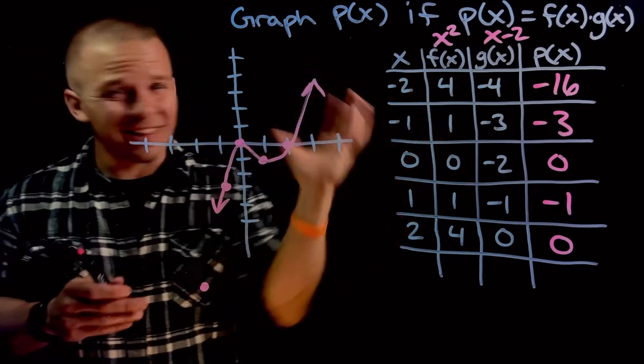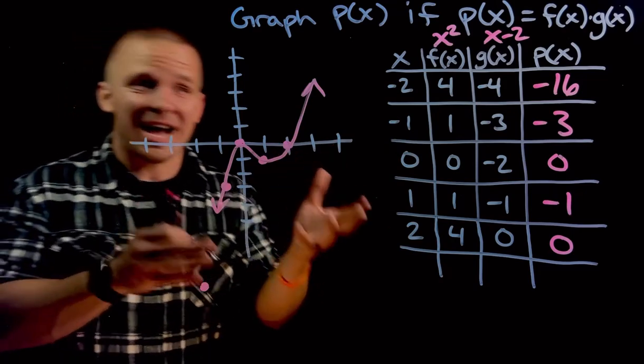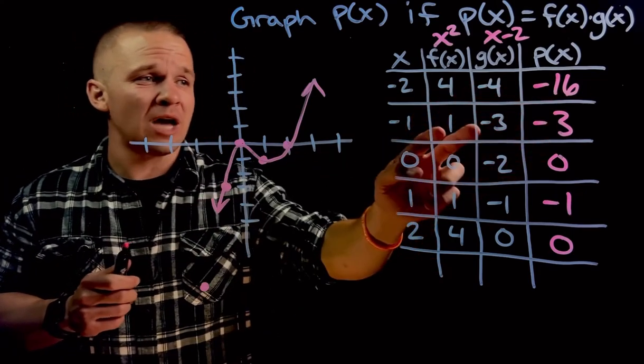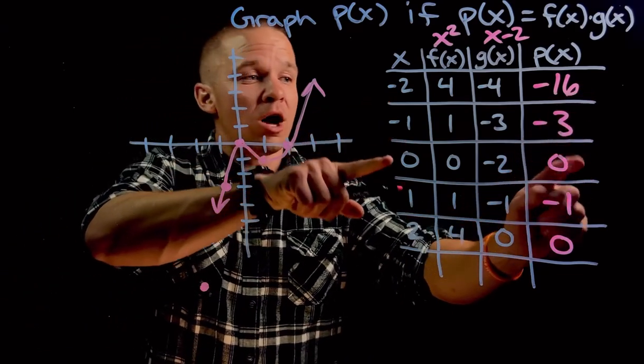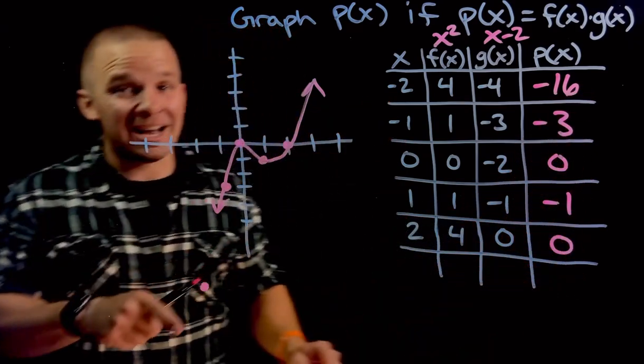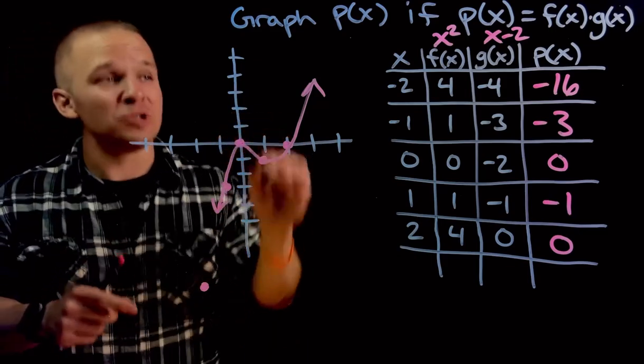So again, it's a lot scarier looking than it actually is. I'm just multiplying those numbers together, and then these are my x and y coordinates of this new function. And that, my friends, is super duper awesome.